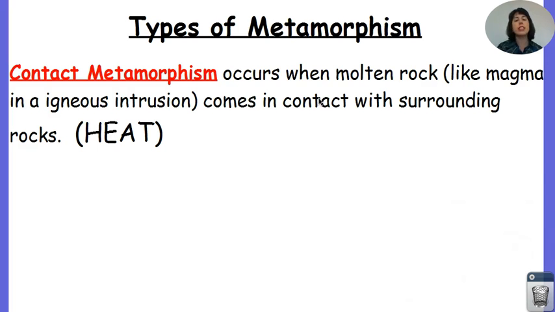Now, we have 2 distinct types of metamorphism. Contact metamorphism occurs when molten rock, like magma in an igneous intrusion, comes in contact with surrounding rocks. All right? This is through heat, and it's over a much smaller area than, say, regional metamorphism. And we'll talk about regional in a little bit.